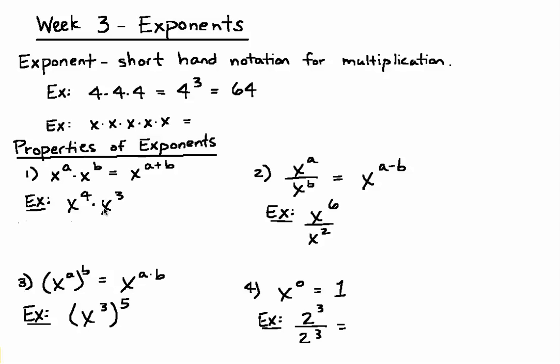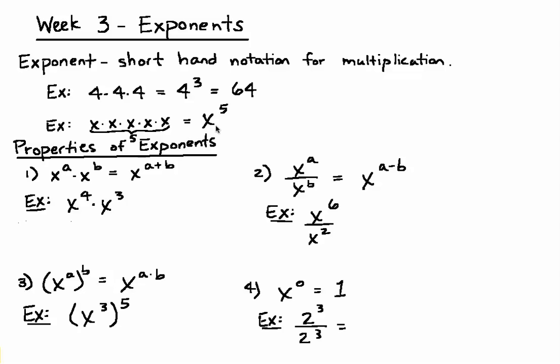Another example, we can do this with variables as well. X times X times X times X times X. There are 5 X's, and the number of X's you have is your exponent. So that would be X to the fifth.